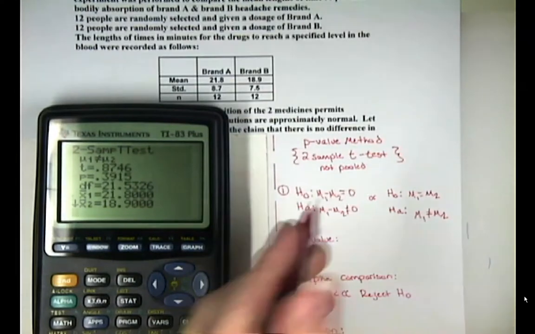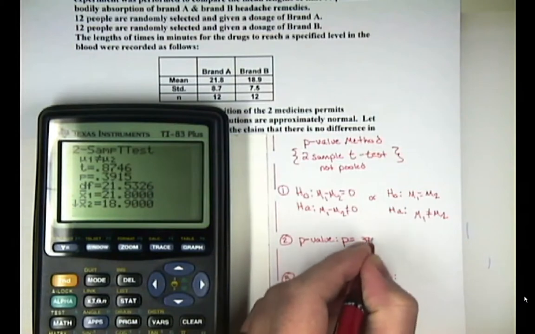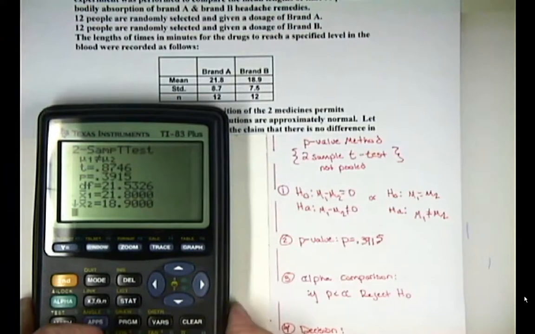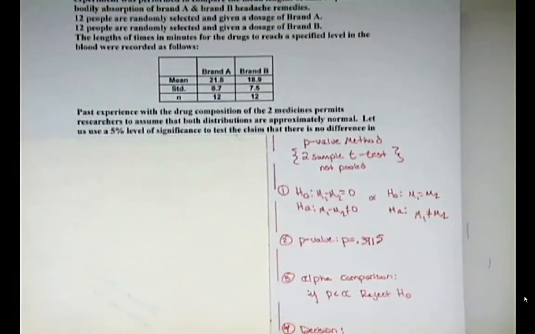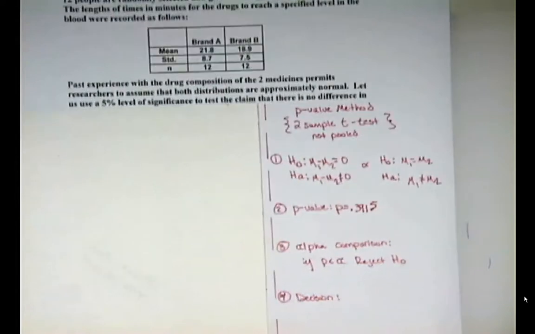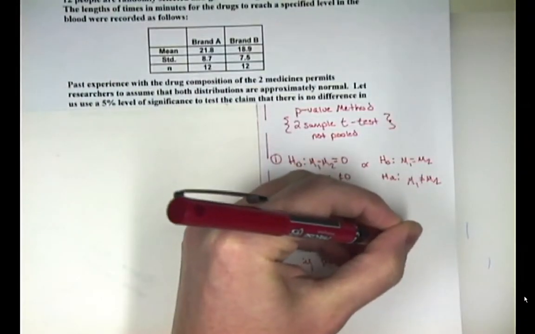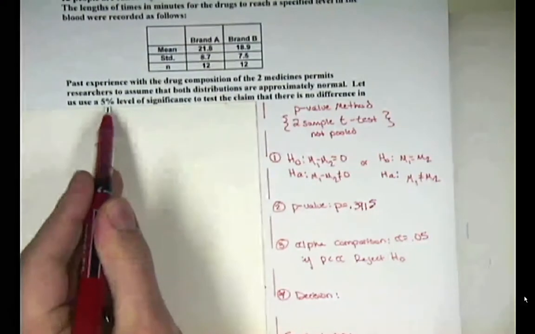Our p-value is 0.3915. Again, this calculator is on a float of 4, so you might have more decimals than that, and that's completely fine. Once you get your p-value written down, you want to make an alpha comparison. Remember, in this problem, alpha is 0.05. It's the level of significance that you were told to use right here.